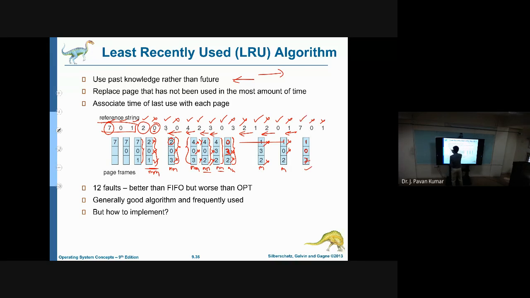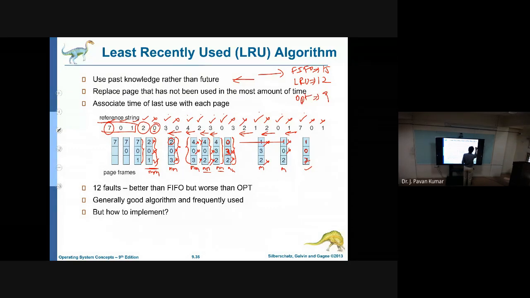Now how many page faults total? 1, 2, 3, 4, 5, 6, 7, 8, 9, 10, 11, 12. Okay, 12. For the same page reference string, how many page faults? 15 for FIFO. For LRU, least recently used, 12. For optimal, it is 9.